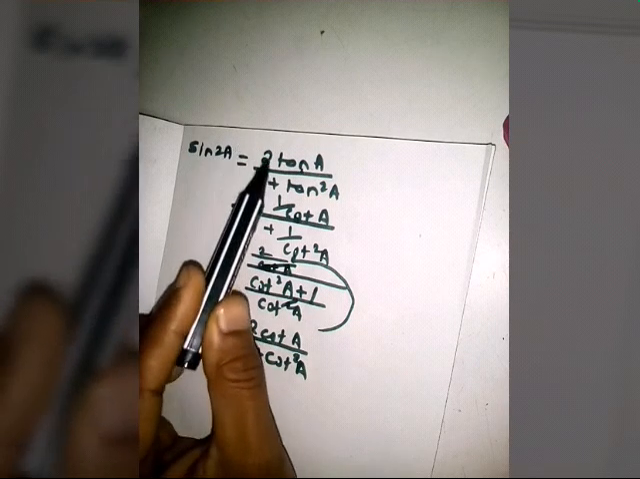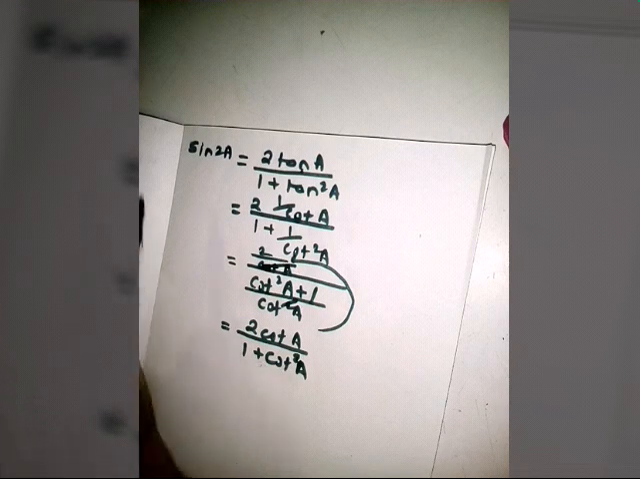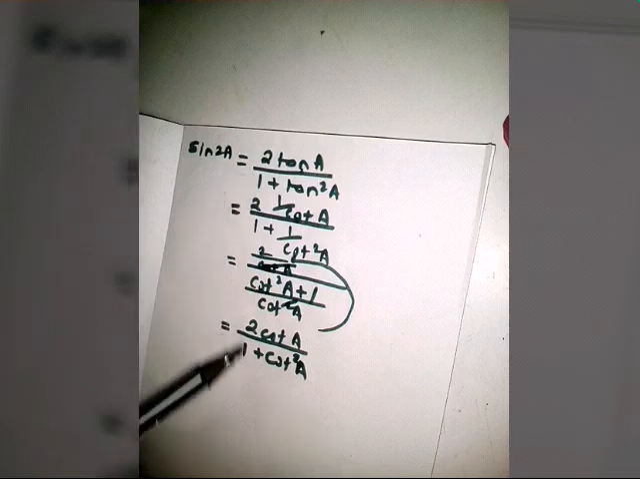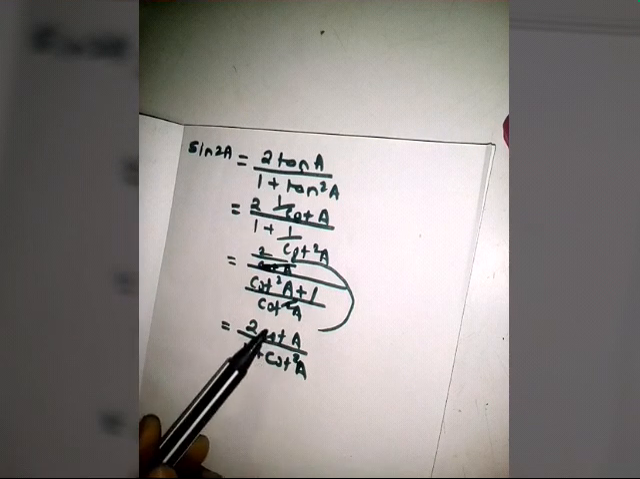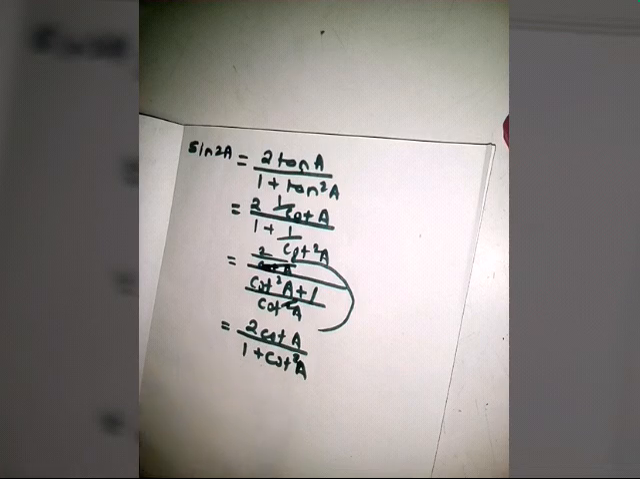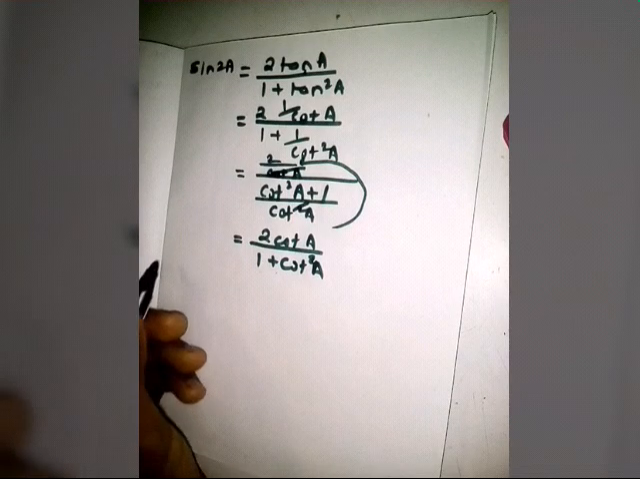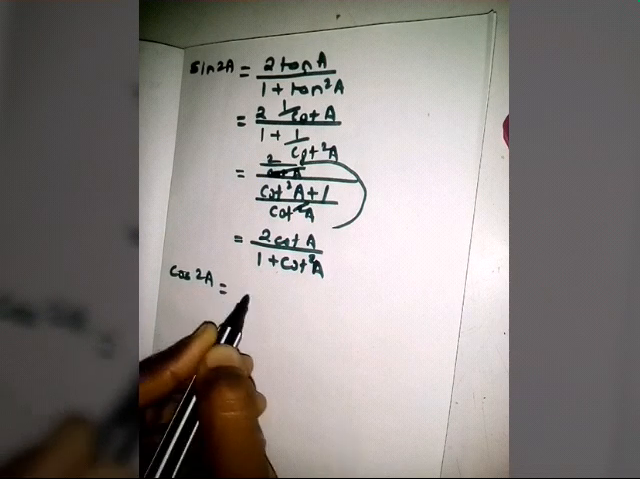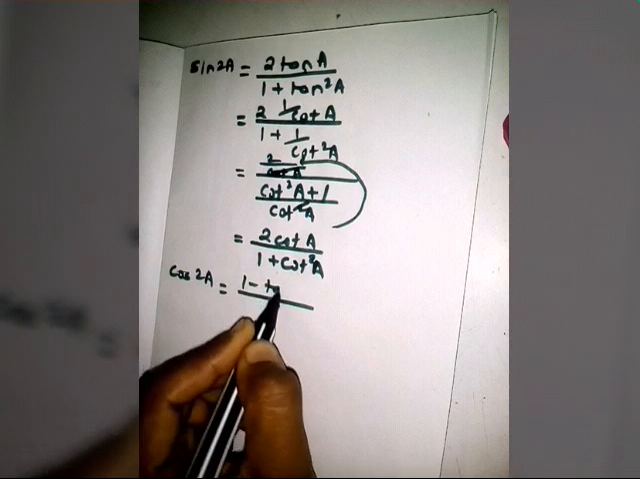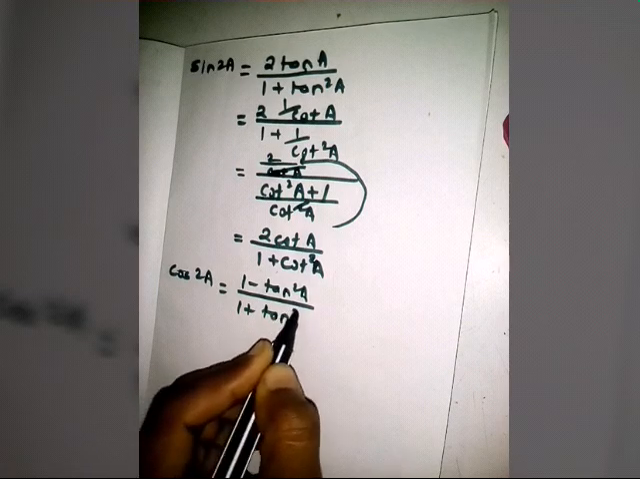Now if you see the formula, there's no difference. There's 2 tan A over 1 plus tan square A, and this is 2 cot A over 1 plus cot square A. So the formulas of sin in terms of tan and cot are similar. Once you know the formula in terms of tan, the same thing is replaced by cot and you get the formula in terms of cot. Okay, now let's talk about the formula for cos 2A. We have cos 2A in terms of tan, that is 1 minus tan square A divided by 1 plus tan square A.